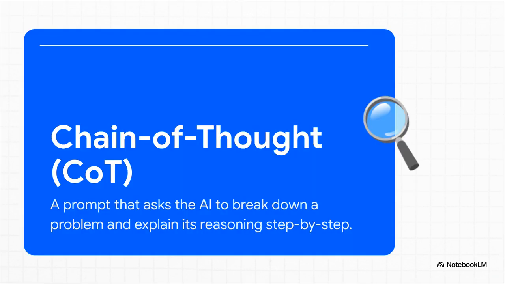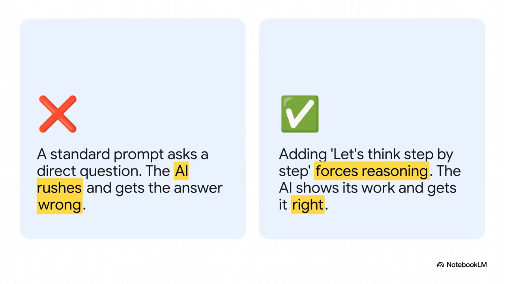Okay, this next technique almost feels like a magic trick, especially when you're trying to solve logic puzzles or math problems. It's called chain of thought prompting, or COT for short. This here illustrates a really common problem. When you give a complex question to an AI with just a standard prompt, it can rush to a conclusion and, well, it gets the answer wrong.